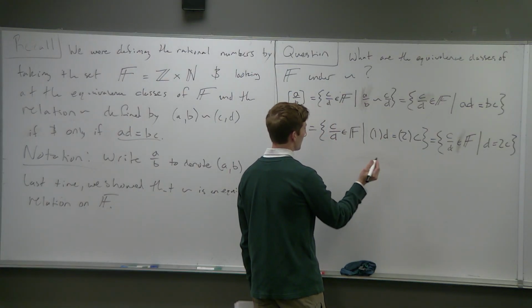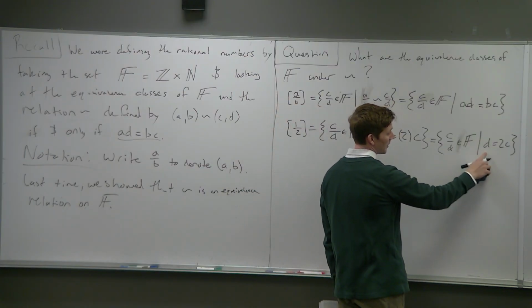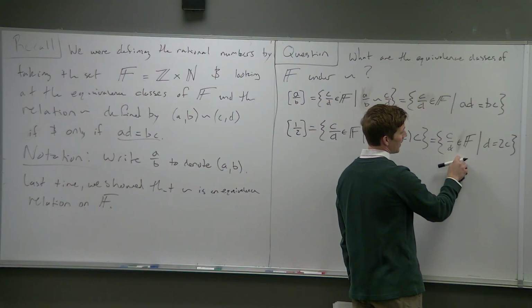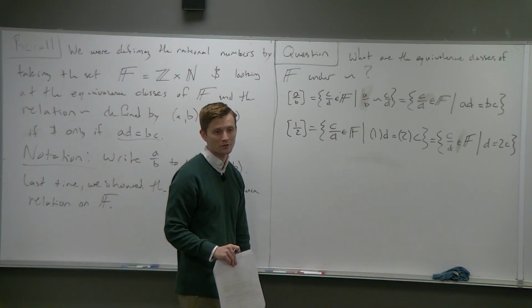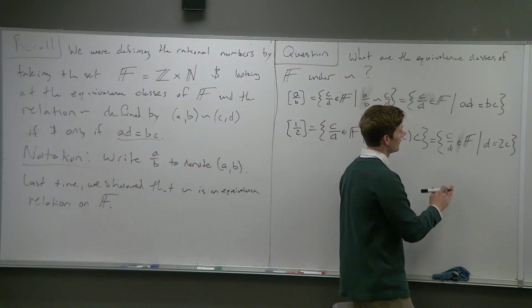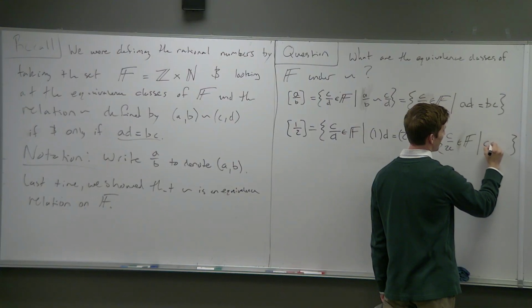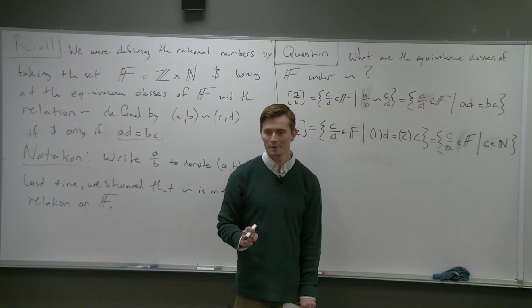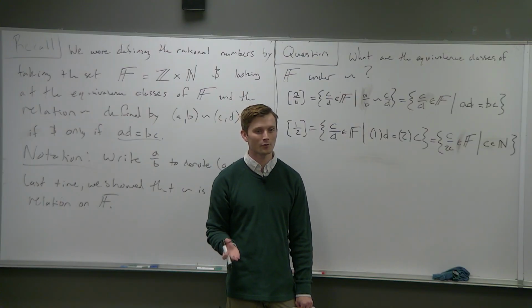Or if you wanted to be even clearer about it, you could write this super cleanly. If D is equal to 2C, then I could just get rid of all of this stuff, right? If D is going to be equal to 2C, D lives in the naturals, C lives in the integers, you might as well just write everything in terms of C. So C over 2C such that C is in the naturals. This is exactly what you would expect and hope to see in the equivalence class of 1/2.